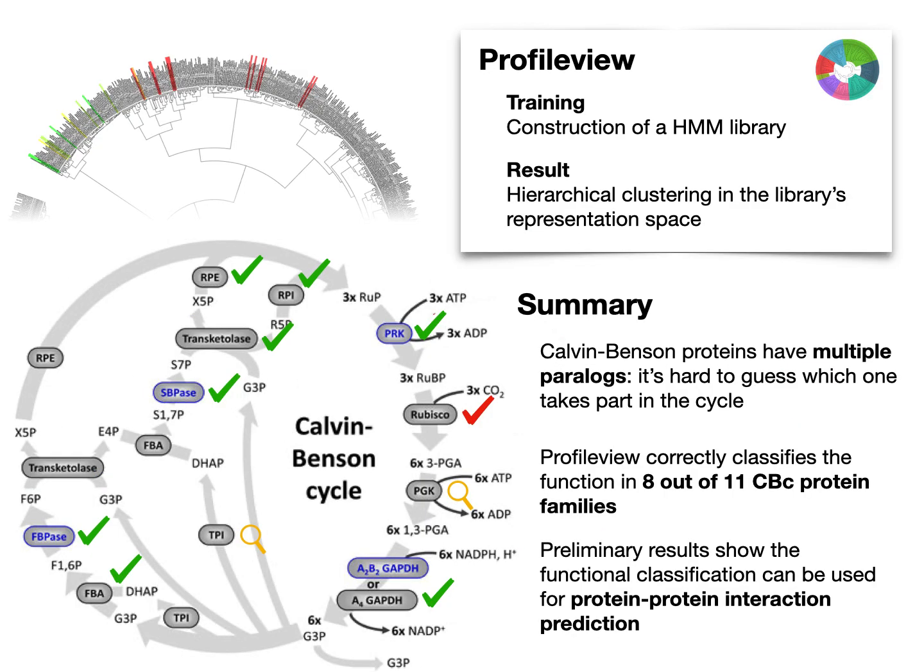In summary, Calvin-Benson proteins have multiple paralogs, and it's hard to guess which one will take part in the cycle. ProfileView correctly classifies the function in 8 out of 11 Calvin-Benson cycle protein families, and the preliminary results show that the functional classification we produced can be used for protein-protein interaction prediction.